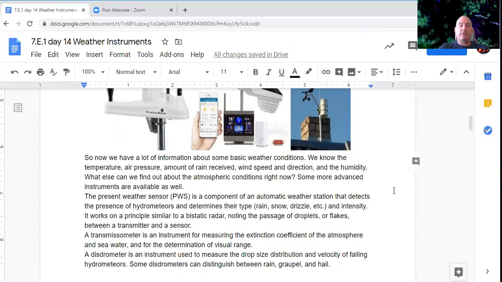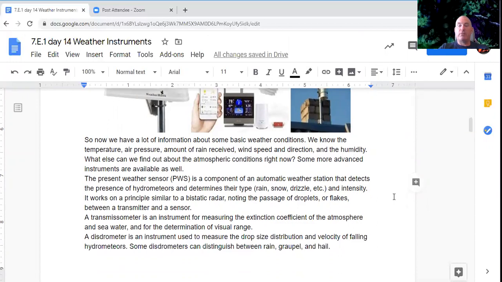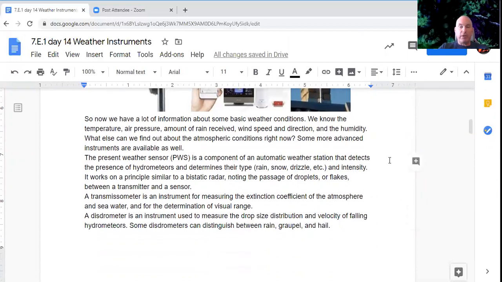Some more advanced information and instruments are available as well. So if you're a pilot, and remember I worked in aviation for a number of years, if you call the automated weather station at an airport, you can get things like the present weather sensor, which is a component of an automated weather station that detects the presence of hydrometeors. There's an interesting word right there.